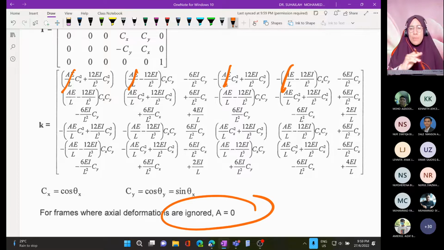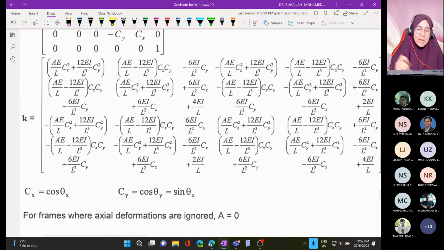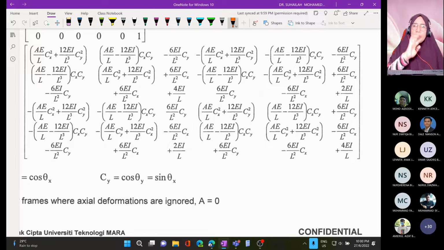Although you see quite a complicated formula here with so many things, whenever A becomes 0, of course, there are CX and CY. That is why I mentioned just now that CX and CY are needed again in frame analysis. And even though there are many terms, there are only 4 values, only 4 formulas here.